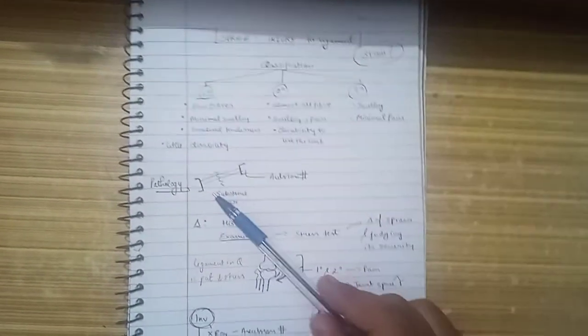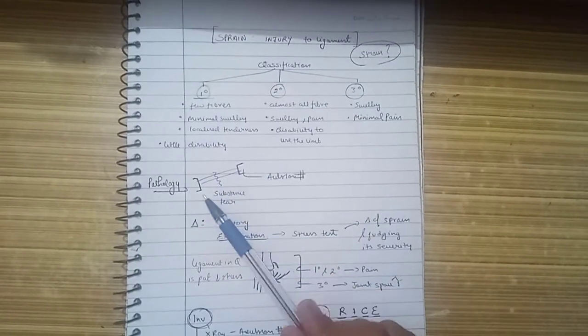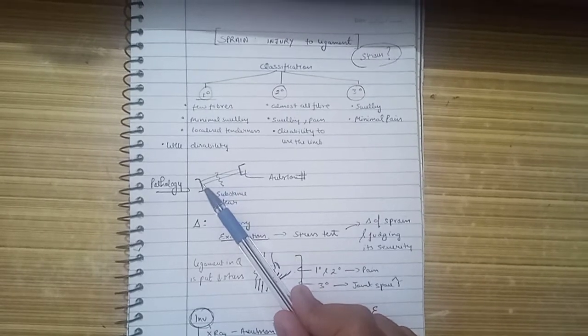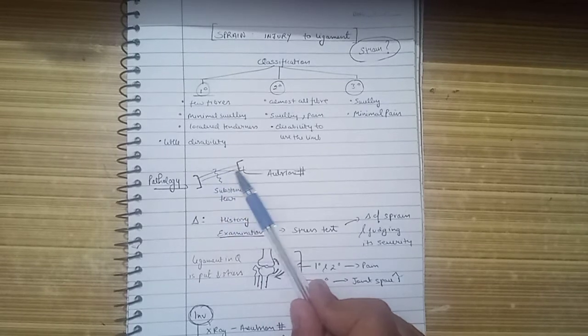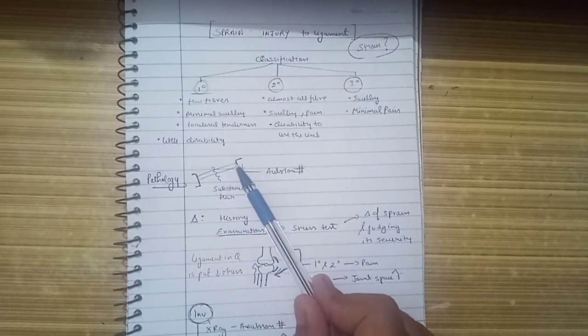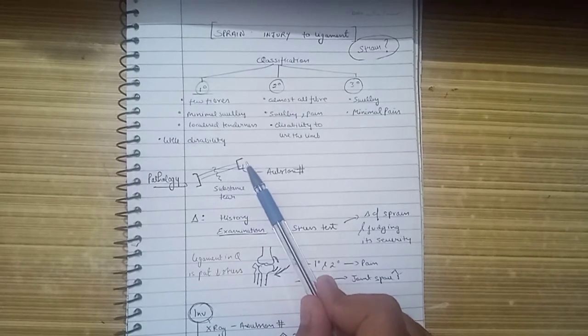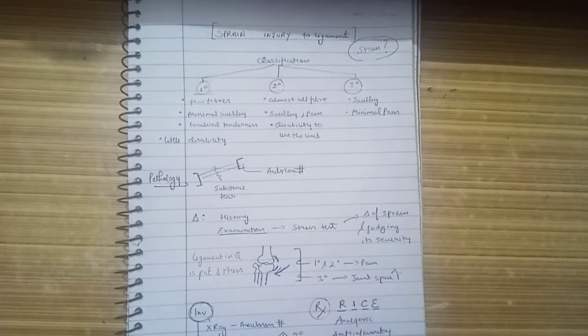Now, the pathogenesis behind this: consider this as a part of bone and this as a part of bone, and this is a ligament joining these bones. So either the substance of the ligament may tear or the insertion of the ligament to the bone may avulse out along with a chip of bone, leading to an avulsion fracture.